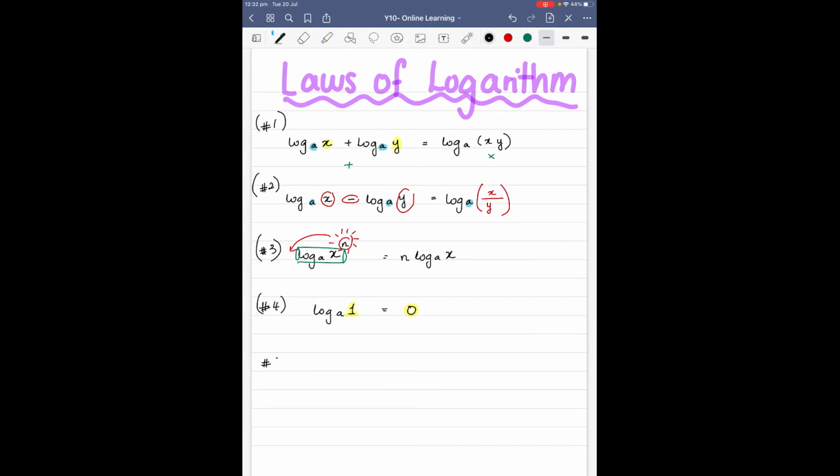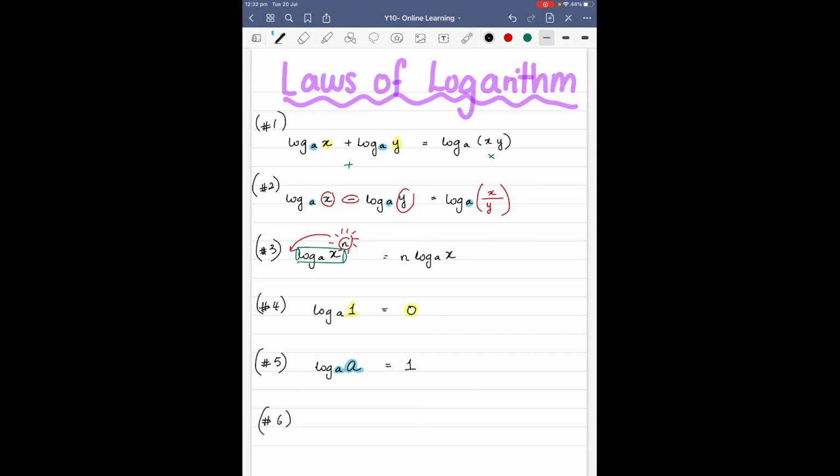Next one, rule number 5. Let's say you have log base a of a. See how these two are the same? They're kind of twins in a way. Twins come from one mum. So log base a of a is number 1.